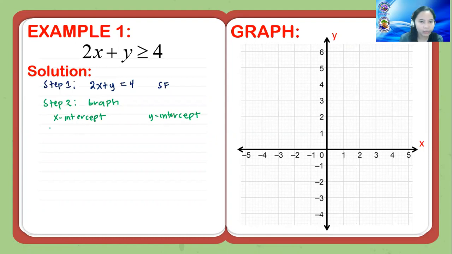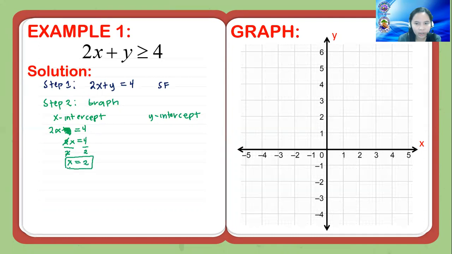So let's say we have 2x plus y is equal to 4. To find the x-intercept, you will let y is equal to 0. That is the proper way. Again, to find the x-intercept, you will let y is equal to 0. But for the informal way, you may just remove the y term. That's why you have now 2x is equal to 4. Then divide both sides by 2 to find the value of x, which is equal to 2.